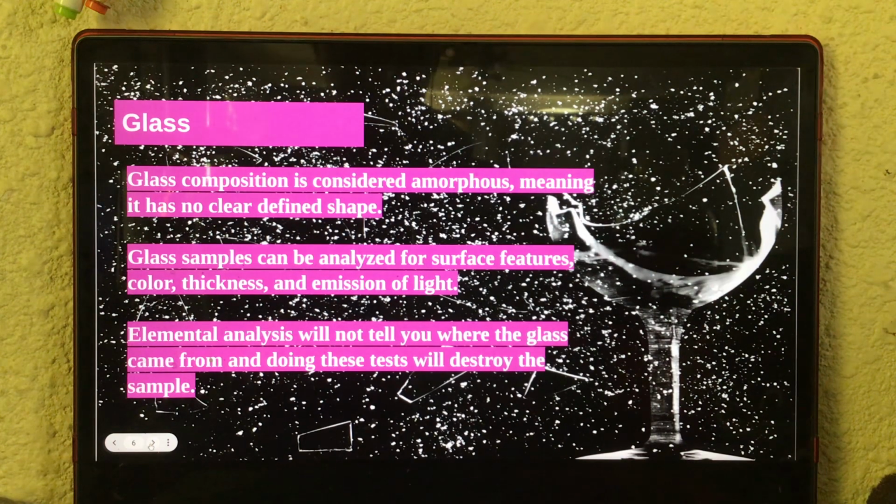Glass samples can be analyzed for surface features, color, thickness, and emission of light. Glass can be analyzed by heating it to a melting point, plasma analysis with mass spectrometry, energy dispersive X-rays, and atomic spectrometry. Elemental analysis will not tell you where the glass is from, and doing these tests destroys the sample.